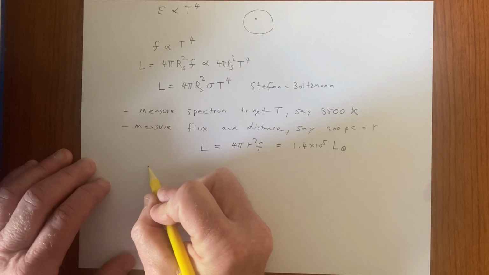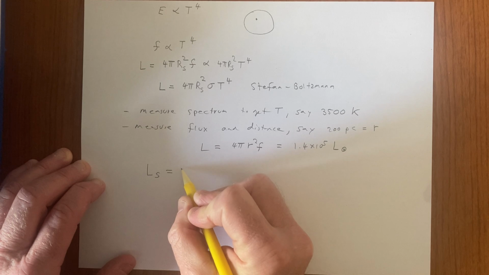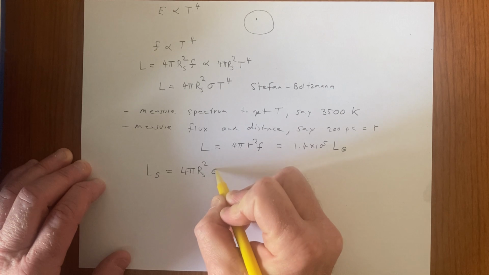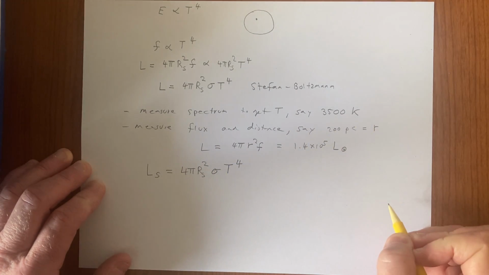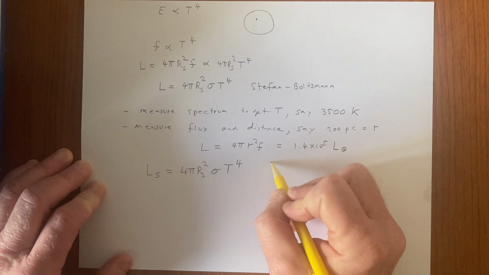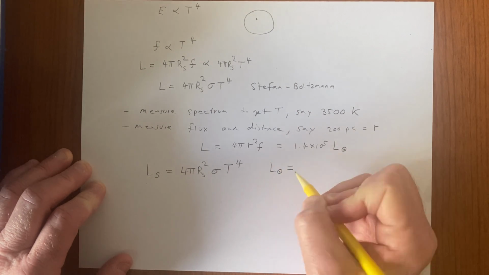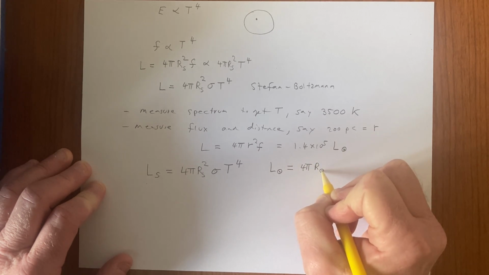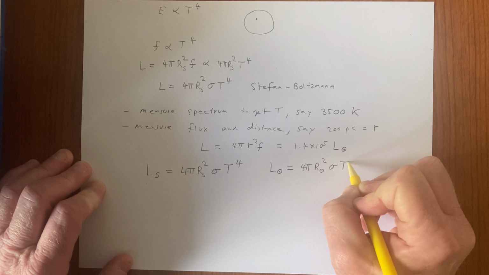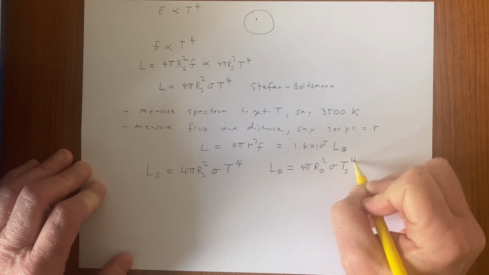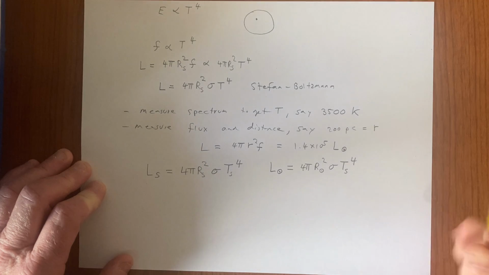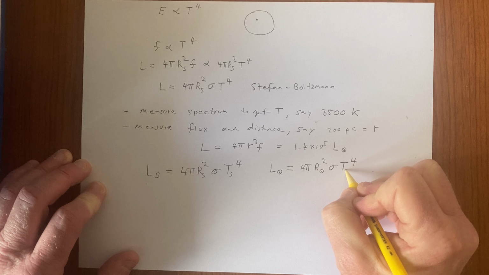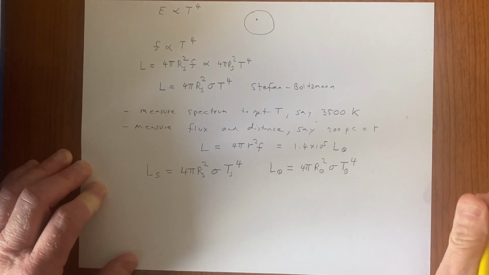Now we can use this relationship to figure out how big the star must be. So we have L star is 4 pi times the radius of that star squared, sigma times its temperature to the fourth. And for the sun, we have the luminosity of the sun is 4 pi times the radius of the sun squared times sigma times the temperature of the sun to the fourth. So let's put the symbol for the sun.